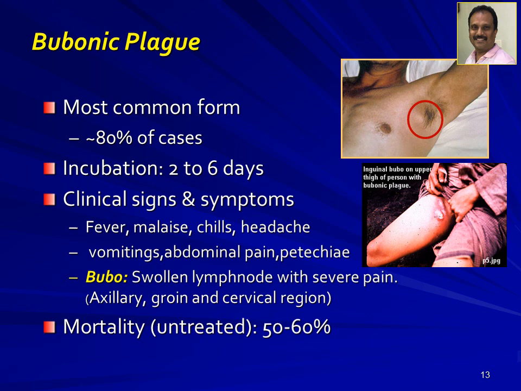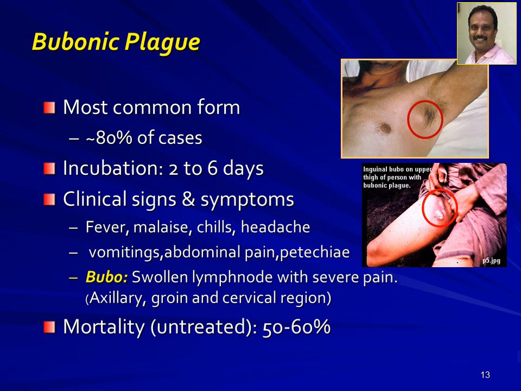nearly 80% of the cases are seen in this form. As I mentioned already, the incubation period is around 2 to 6 days. The clinical signs and symptoms are fever, malaise, chills and headache, and vomiting, abdominal pain, and petechiae are seen in the body. On the right side, in the photograph of the axillary area, you can see the enlarged lymph nodes. And in the photograph below, you can see the lymph nodes which are involved in the groin. And these are swollen lymph nodes with severe pain. The common areas are the axillary area, groin, and cervical region. If untreated, the mortality would be around 50 to 60% of the infected cases.